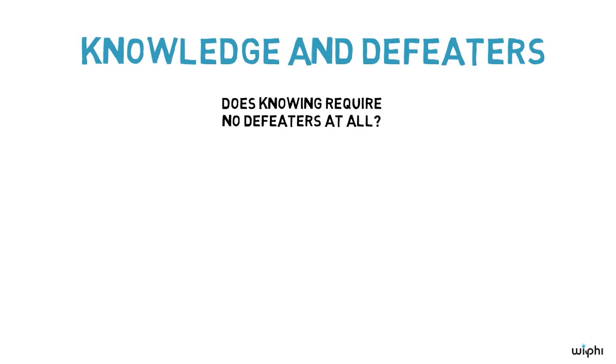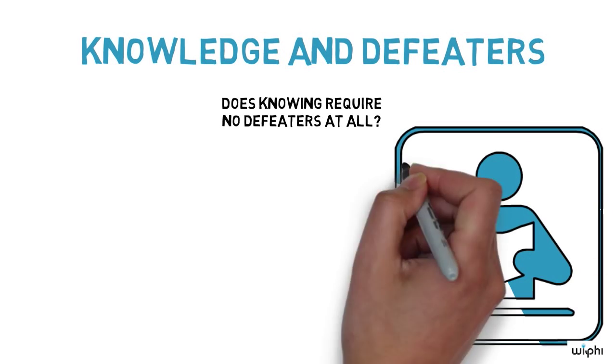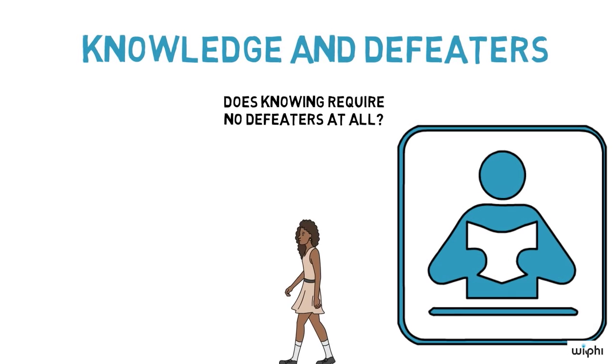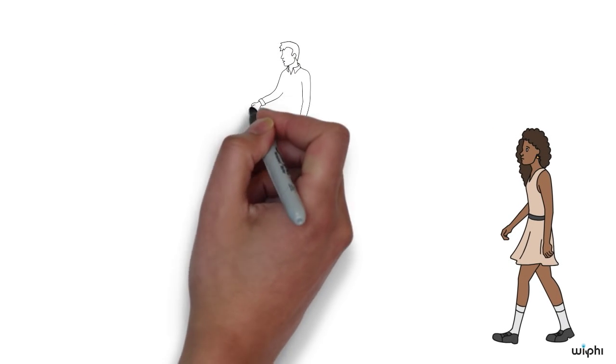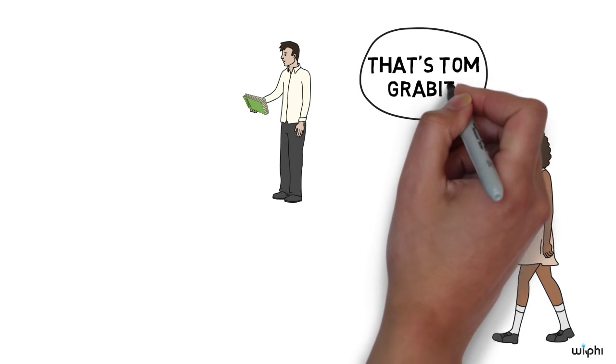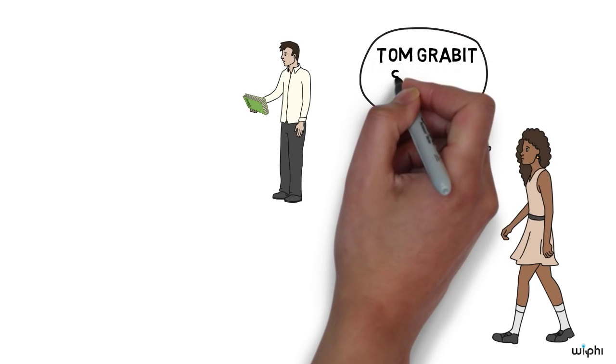To show that it's possible to have knowledge despite the presence of a defeater, Lehrer and Paxson offer the following story. You're in the library one day and see a man stealing a book. You're sure you recognize him as your fellow student, Tom Grabbit. At this point, it seems that you know that Tom Grabbit has just stolen a book from the library.